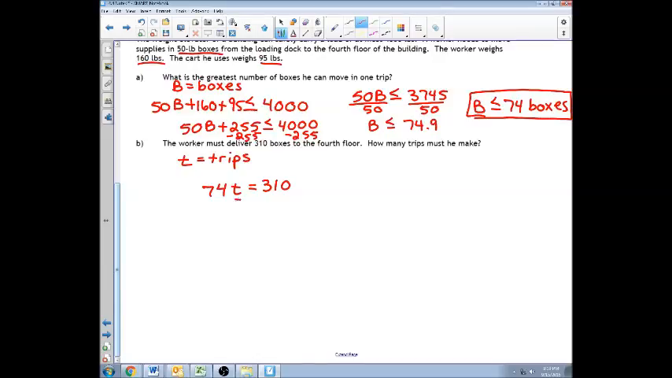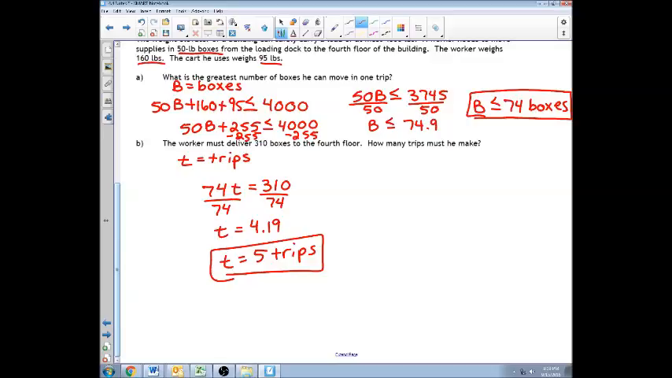Well, from here I can divide by 74. So the number of trips would be equal to 4.19 trips. Well, here's the question. Can I take just 0.19 of a trip? If I take even 0.19 of a trip, that's going to be a full trip, right? So t would equal 5 trips.